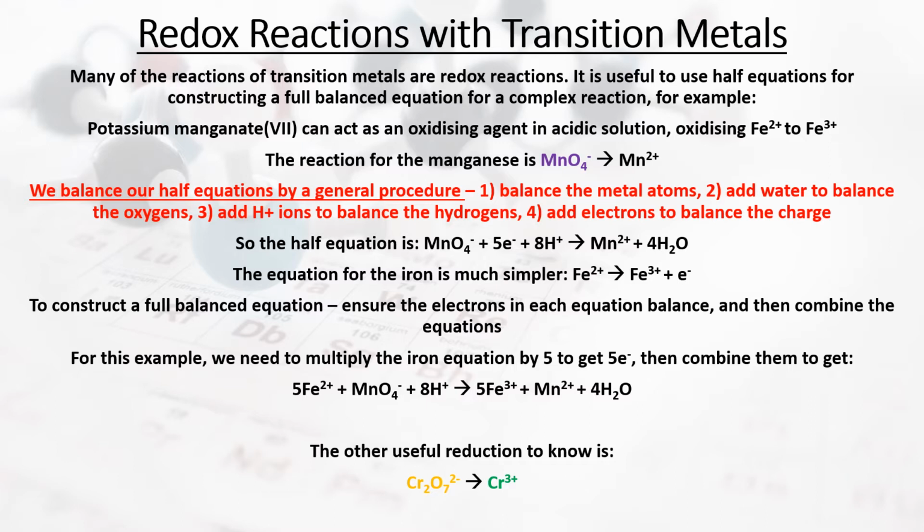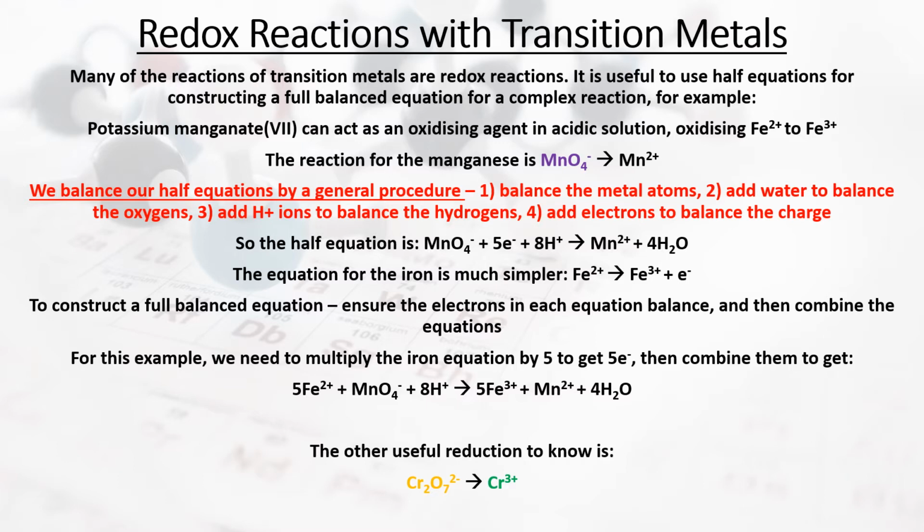So we balance our half equations by a general procedure. And if you're not so happy with half equations and redox chemistry, go back to my series of videos on redox chemistry. But the first thing we want to do is make sure that our metal atoms are balanced. In the case of the MnO4- going to Mn2+, we have one manganese on both sides, so that's balanced.